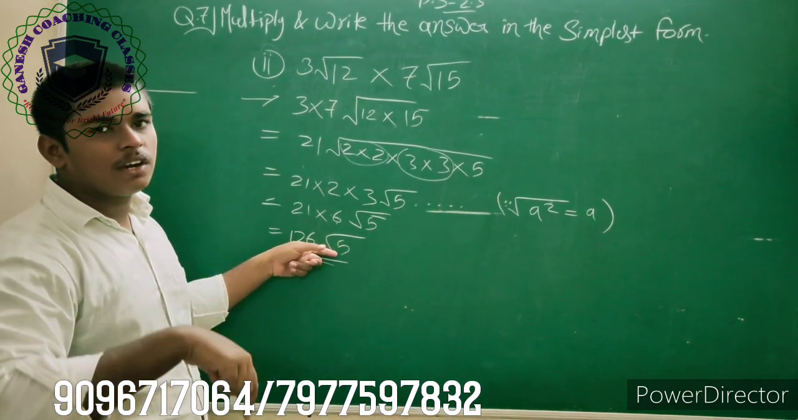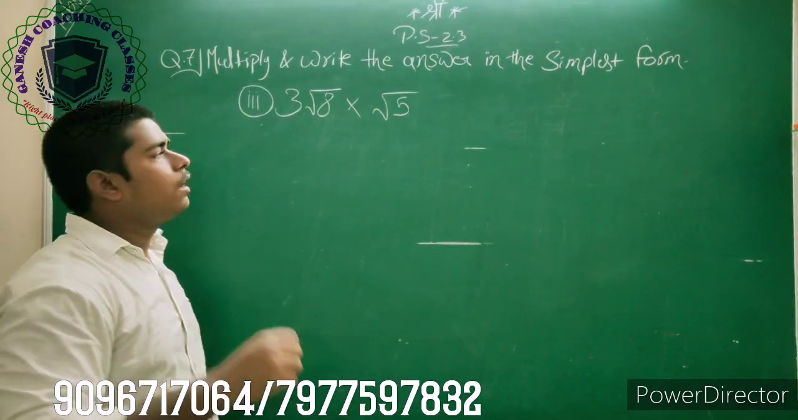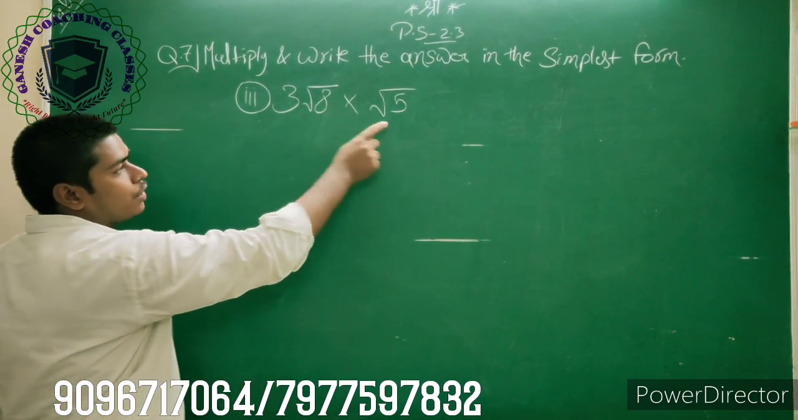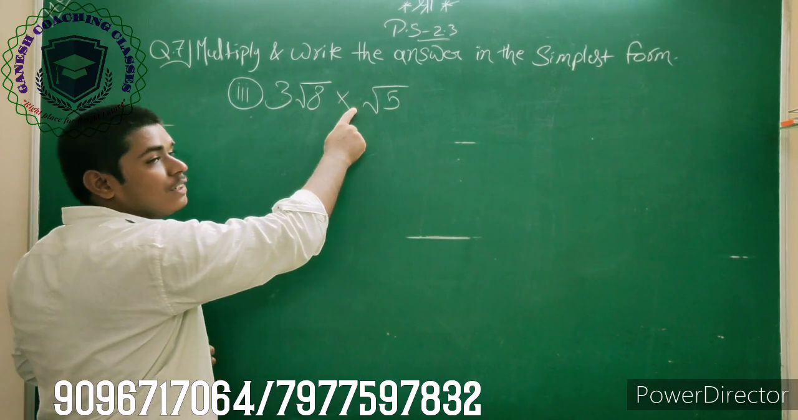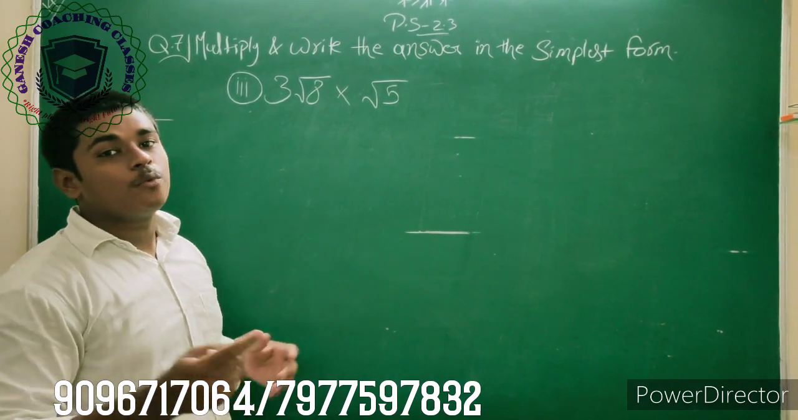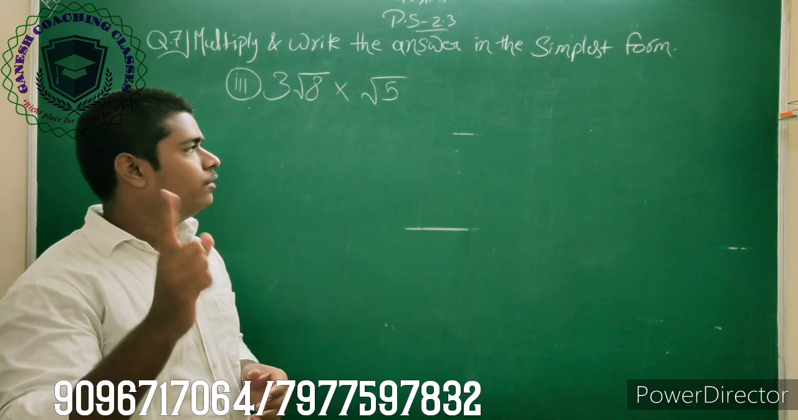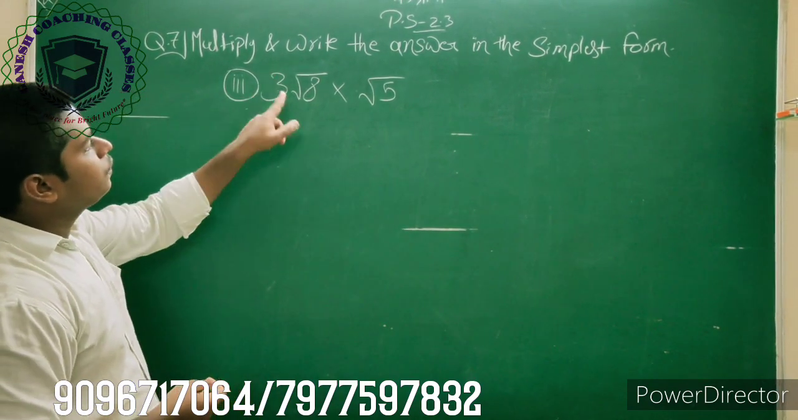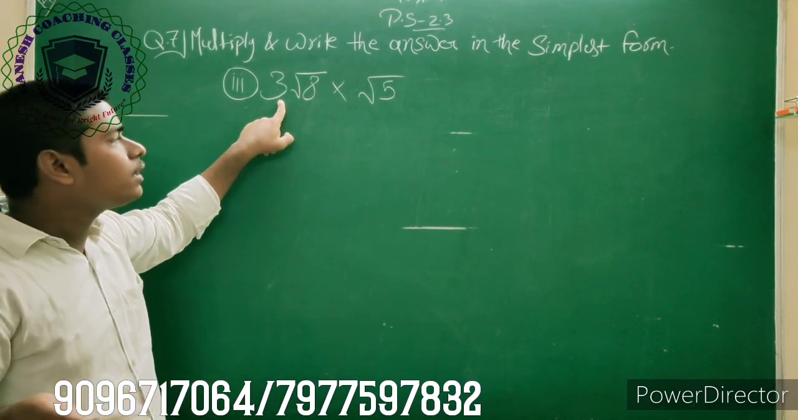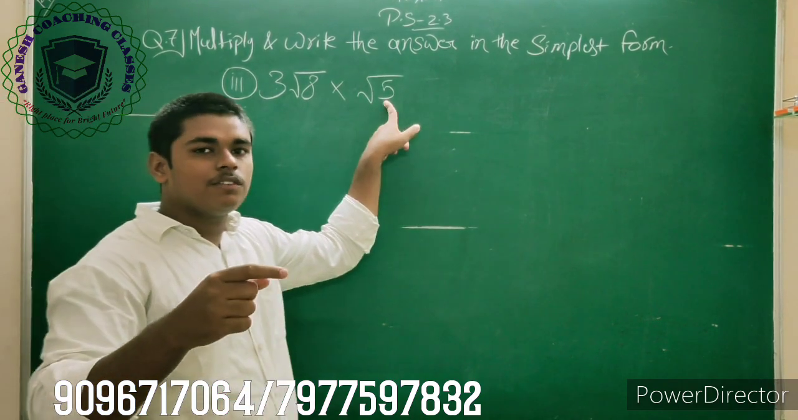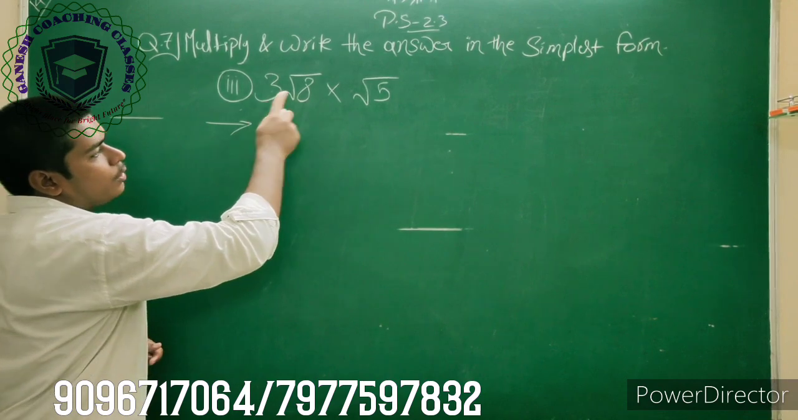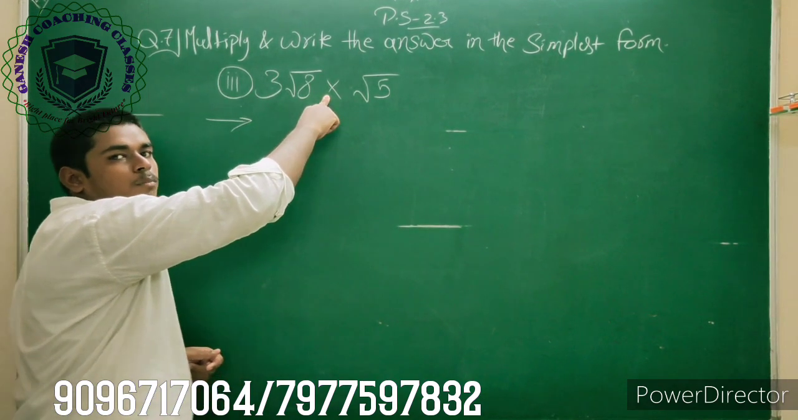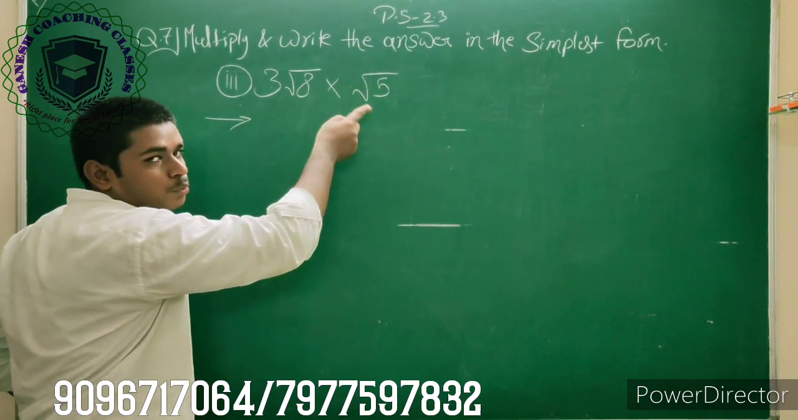Okay, so let's start question 3. In the third question we have again been given two sets. Again in the second set we do not see any coefficient. So what do we have to assume here? 1. So in the first, 3 is coefficient and 8 is radicand, and in the second, 5 is radicand and 1 is coefficient. So we have to solve this. The sign between these two sets is multiplication.